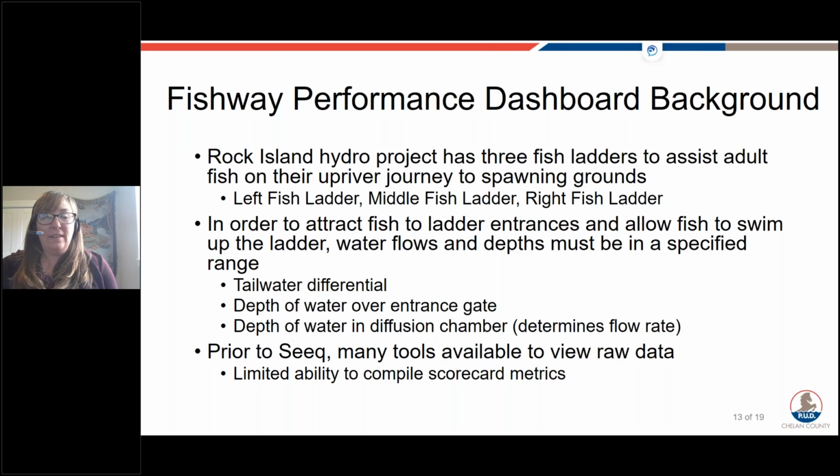So prior to Seeq, we had limited ability to view the raw data. Well, we had the ability to view it and scroll through it and look at historical periods, but we really had limited ability to calculate scorecard metrics with that data. So we didn't really know if we were meeting these targets.